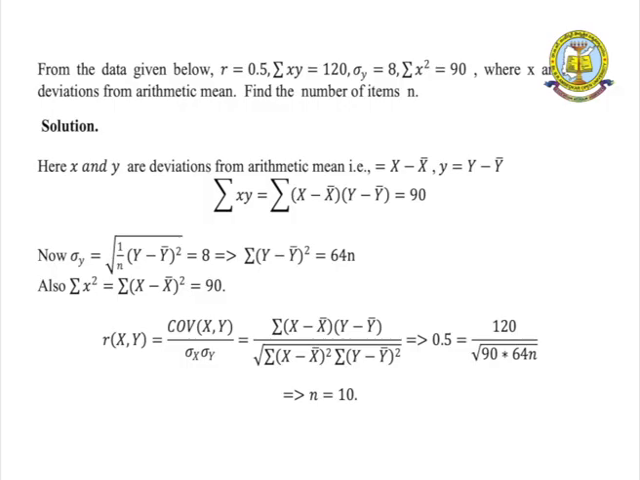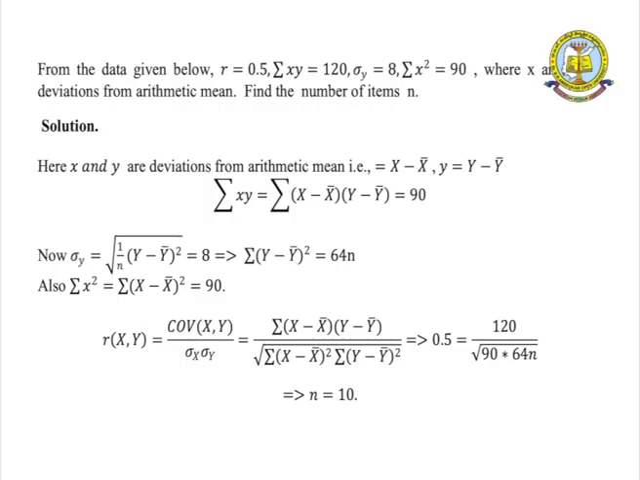Here, what is already given in your question? Here x and y are deviations from the arithmetic mean, that is, x = X minus x bar and y = Y minus y bar. Now, summation xy is equal to what? Summing over xy, we can write x minus x bar into y minus y bar. That value is already given: summation of (x minus x bar) into (y minus y bar) is equal to 90.